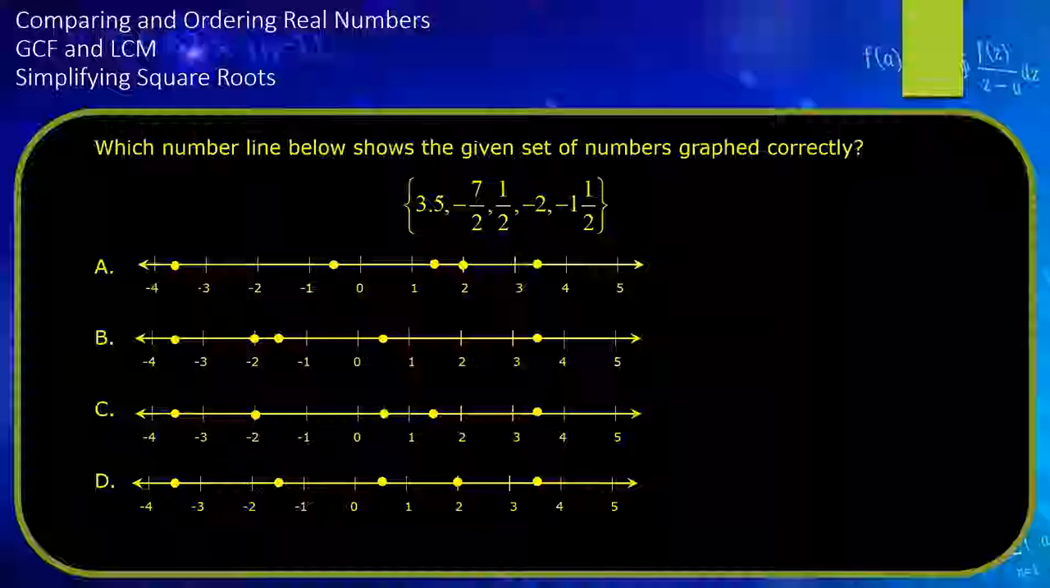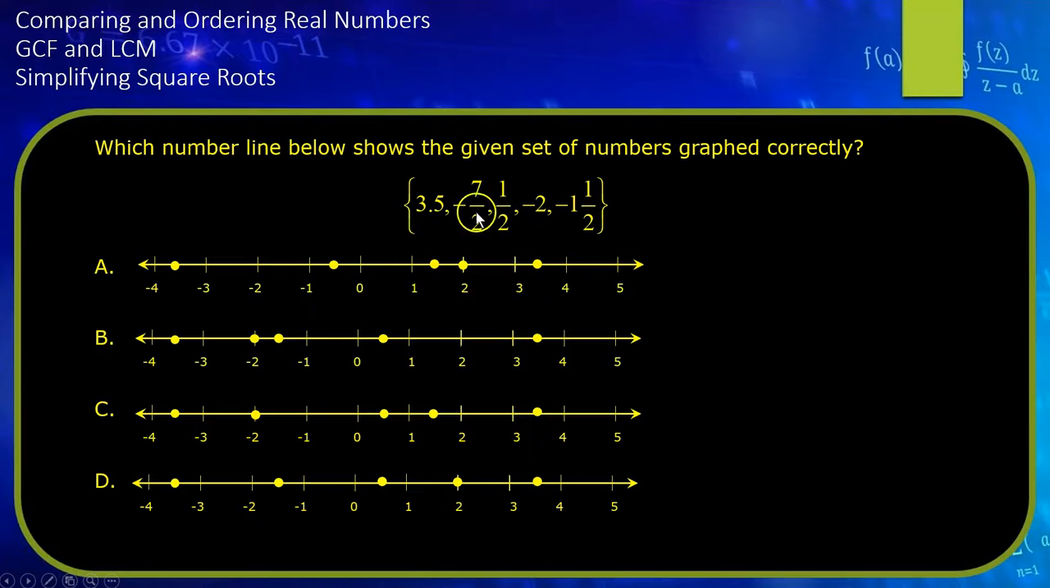Again, to help you out, although these numbers are not very unreasonable, sometimes students will misinterpret the negative 7/2 and so forth. If I write these all as decimals to get them all on common ground, 3.5 is still 3.5. Negative 7/2 is negative 3.5. 1/2 is 0.5. Negative 2 is, of course, negative 2. And negative 1.5 is negative 1.5. And so I just have to go through and see which of these has all 5 of these correctly placed.